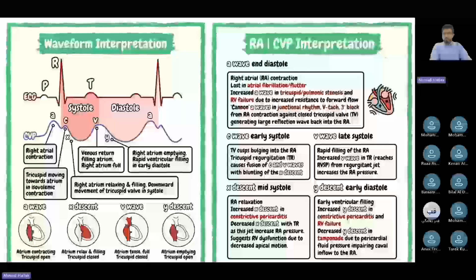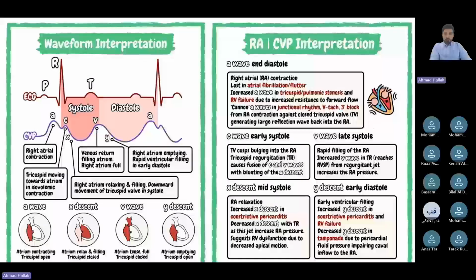So this is just a waveform interpretation, and like the doctor mentioned, severe tricuspid regurgitation can cause the fusion of the C and V wave. It can cause a significant V wave in the CVP tracing only. So if you have severe TR, it's not going to affect the V wave from the wedge tracing. It's only going to affect it from the CVP tracing.